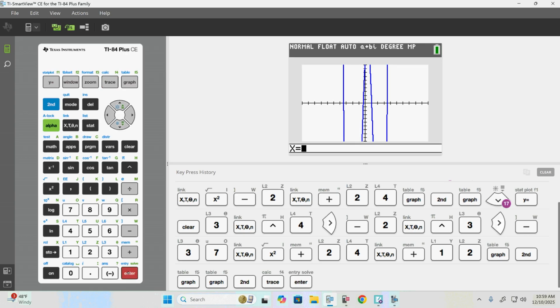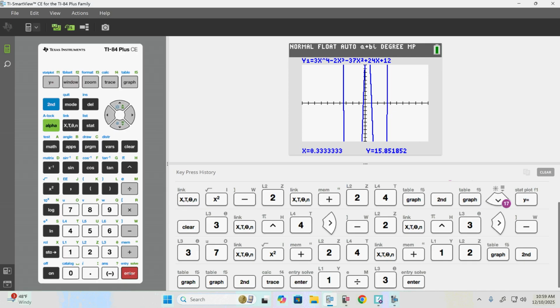That first one lets us plug values of x in. And we can start with 1/3, 1 divided by 3. And if it gives us a y value of 0, we know it's a solution. And here it says when x is 1/3, the y value is 15.851852, this decimal. So that doesn't work.